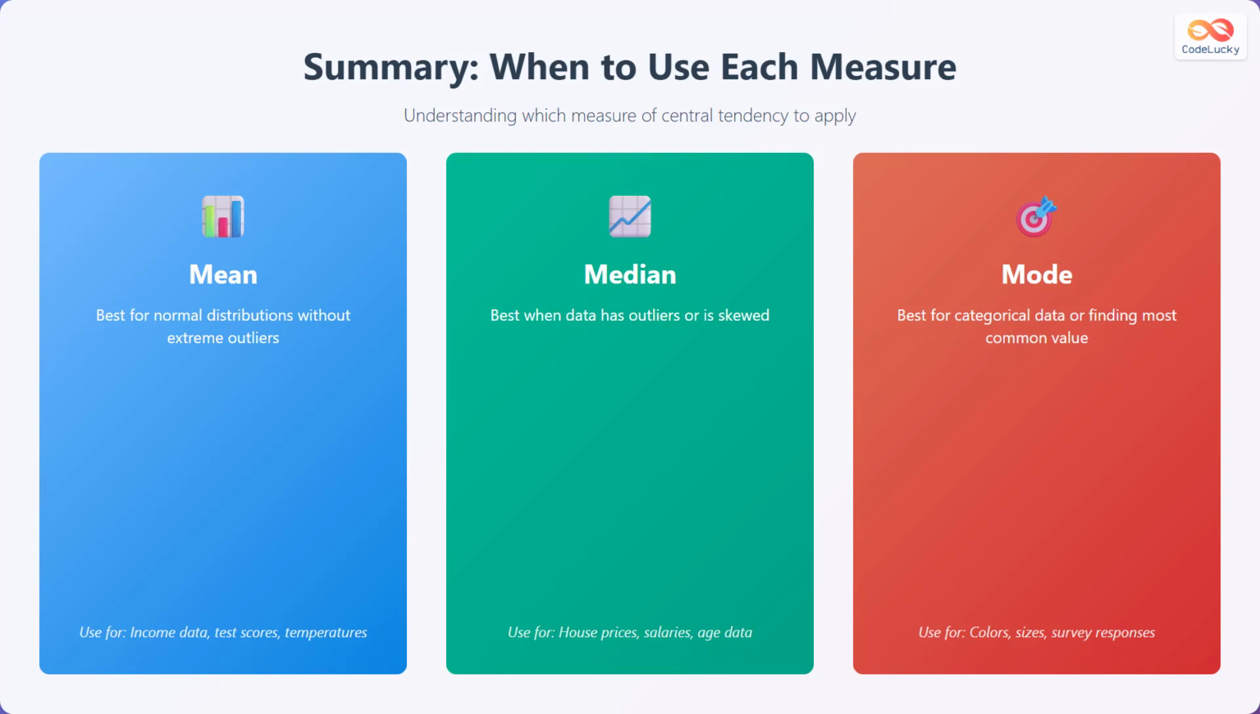In summary, let's look at when to use each measure of central tendency. The mean is best for normal distributions without extreme outliers and can be used for income data, test scores, and temperatures. The median is best when the data has outliers or is skewed, and is useful for house prices, salaries, and age data. The mode is best for categorical data or finding the most common value, such as colors, sizes, and survey responses. Understanding these basic statistics helps in making informed decisions based on data in various real-world scenarios.